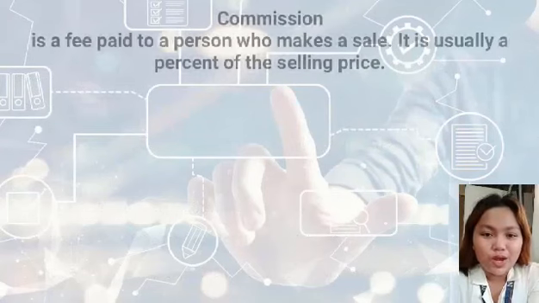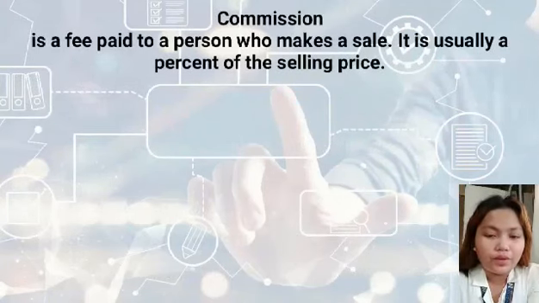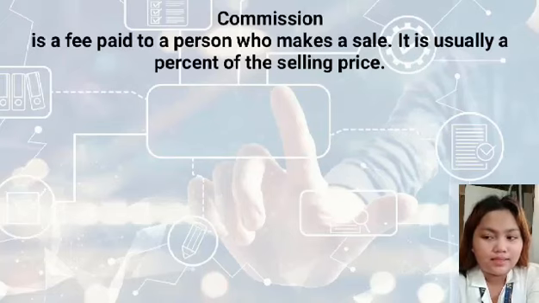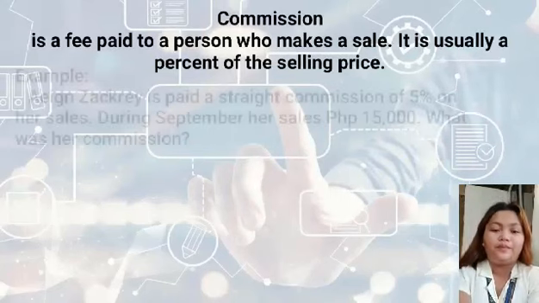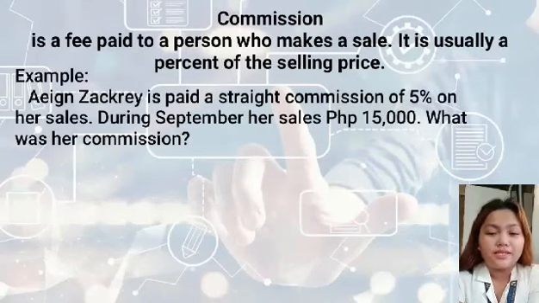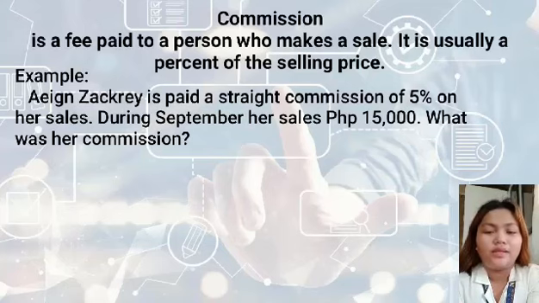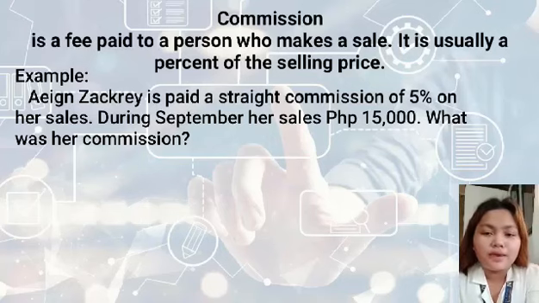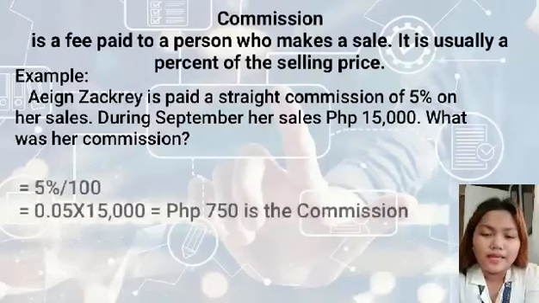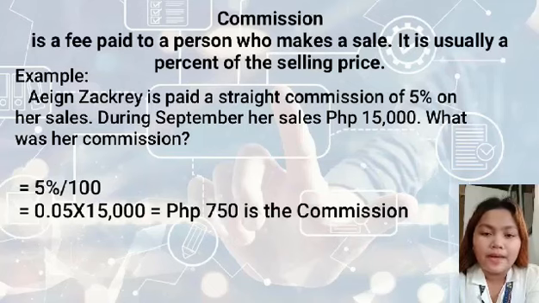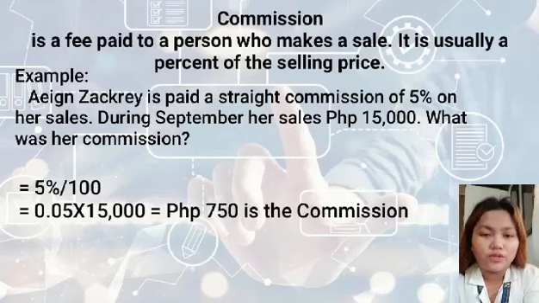What is commission? Commission is a fee paid to a person who makes a sale. It is usually a percent of the selling price. Example, Anne Zachary is paid a straight commission of 5% on her sales. During September, her sales was 15,000 pesos. Now, what was her commission? 5% divided by 100 is equal to 0.05 multiplied by 15,000 is equal to 750 pesos is the commission.